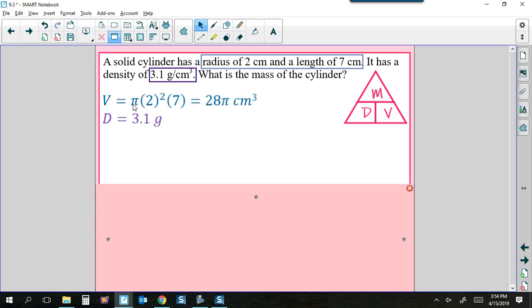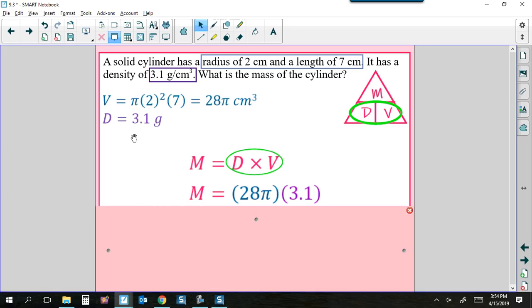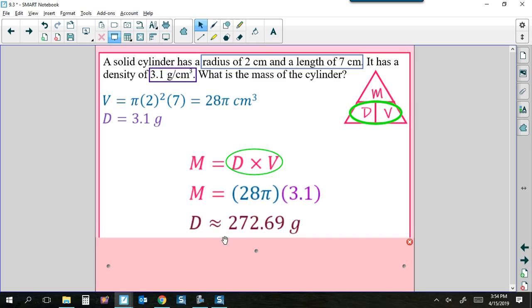So we know that to find the volume of a cylinder, it's pi r squared times h, where in this case r is going to be 2 and our h is 7. So if I plug that in, I get 28 pi for our exact volume of this cylinder. And our density is 3.1 grams per centimeter cubed. We're looking for mass. Well, mass is found by taking the density and multiplying it by the volume. So I have 28 pi times 3.1. That's going to give me approximately 207.